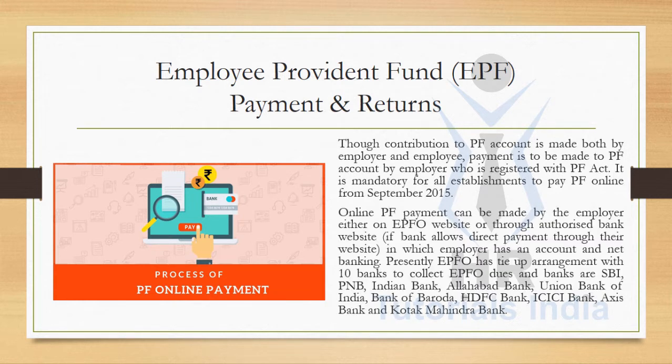Online PF payment can be done by the employer either on the EPFO website or through an authorized bank website, if the bank allows direct payments through its website, in which the employer has an account and net banking. Presently, EPFO has tie-up arrangements with 10 banks to collect EPFO dues, and the banks are SBI, PNB, Indian Bank, Allahabad Bank, Union Bank of India, Bank of Baroda, HDFC Bank, ICICI Bank, Axis Bank and Kotak Mahindra Bank.